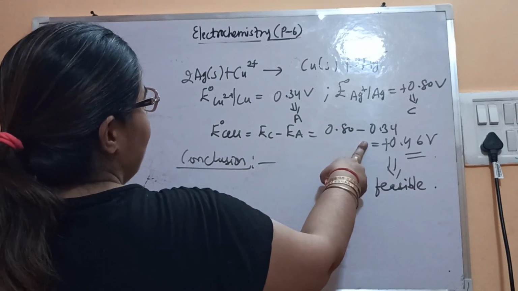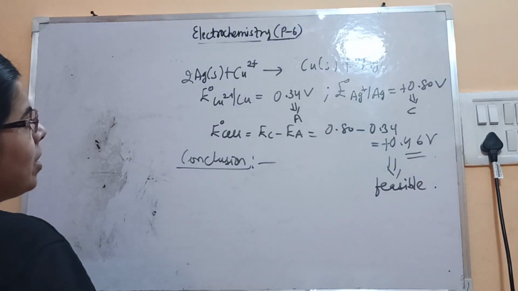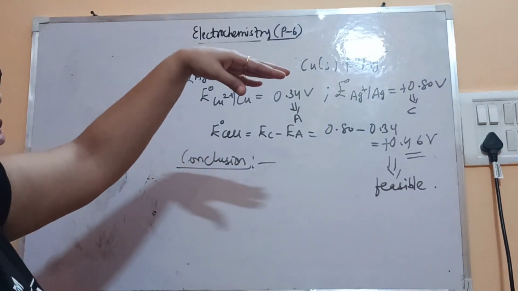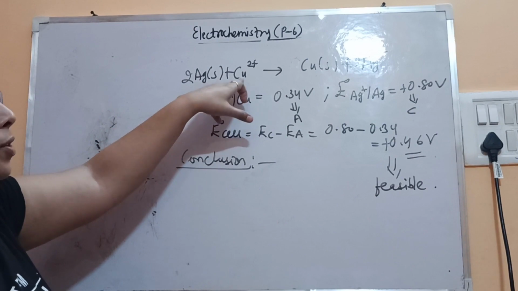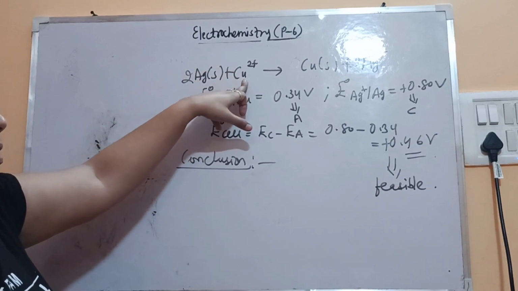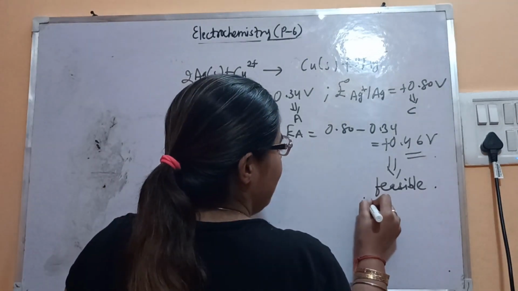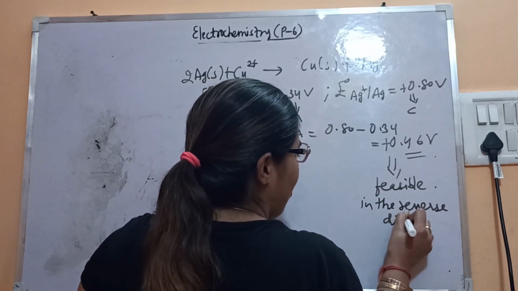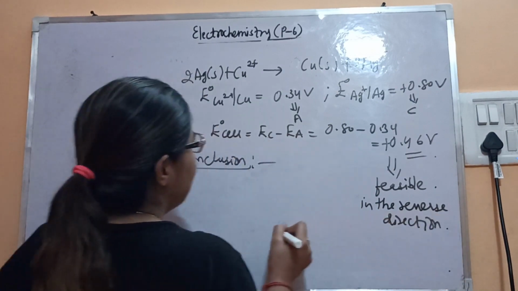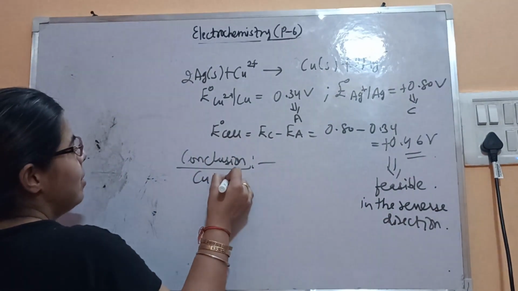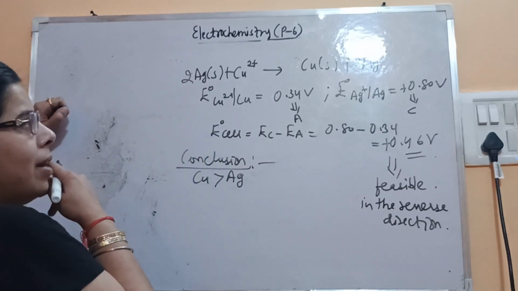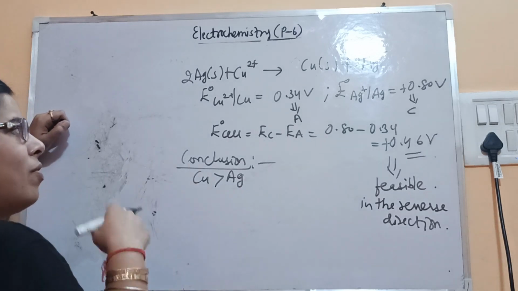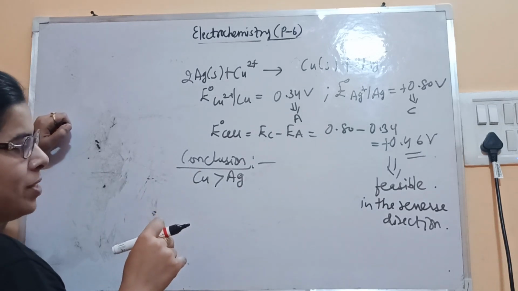Cathode minus anode. Okay. So this reaction is not possible, not feasible. This is feasible but is not feasible in the forward direction because copper is more reactive. So silver will not displace this. Okay. So this is feasible in the reverse direction, not in the forward direction. So what's the conclusion? Copper is more reactive here than silver. Here silver is not that reactive. So this reaction is not possible here. But the reverse is possible. That's why E naught is coming out to be positive.